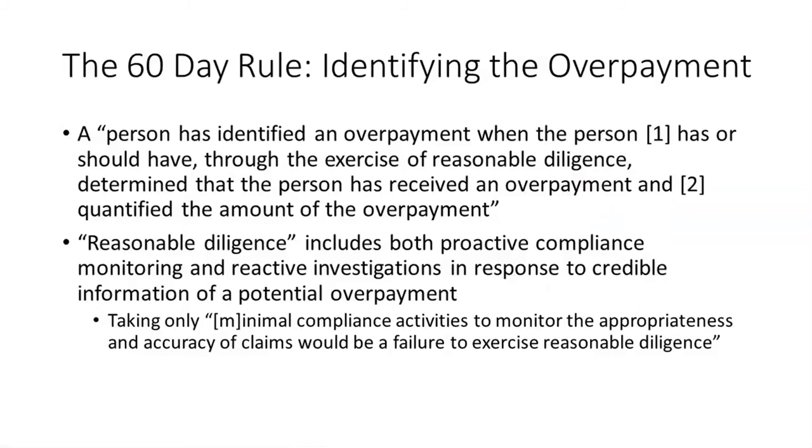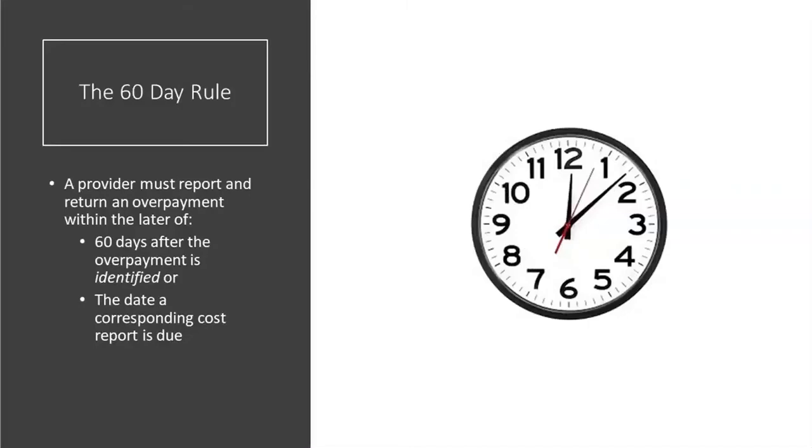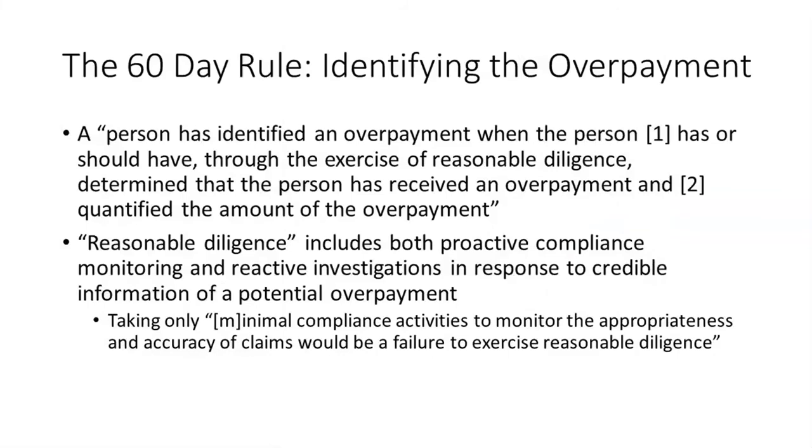Okay, now let's talk about that 60-day rule, and just to flag that, a provider must report and return an overpayment within the later of 60 days after the overpayment is identified. Okay, so we're going to be talking about that prong of this test. So how do you identify the overpayment? It's a two-step process. A person has identified an overpayment when the person, one, first has or should have, through the exercise of reasonable diligence, determined that the person has received an overpayment, and two, quantified the amount of the overpayment.